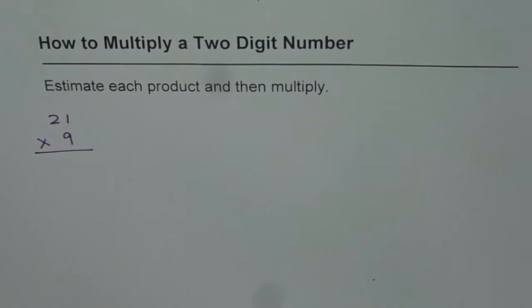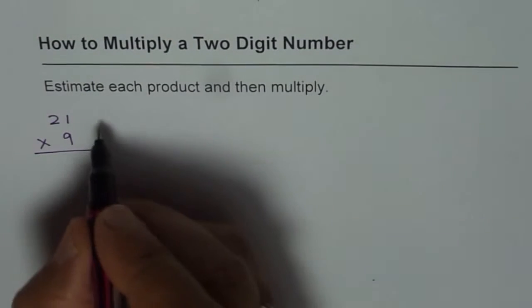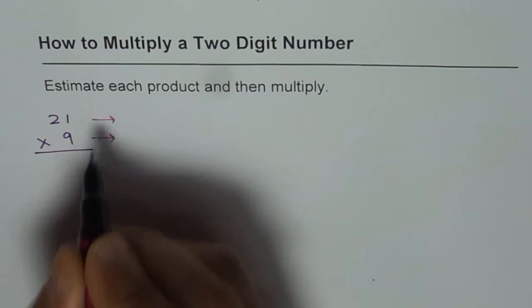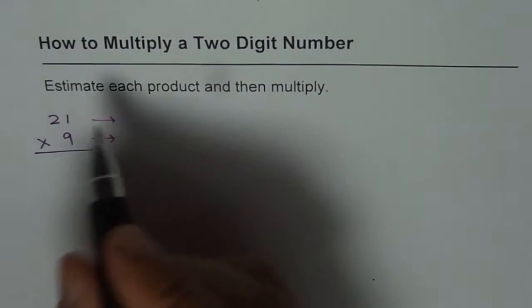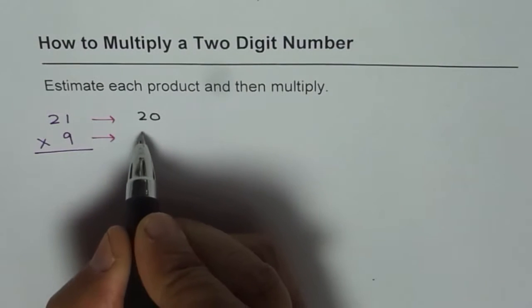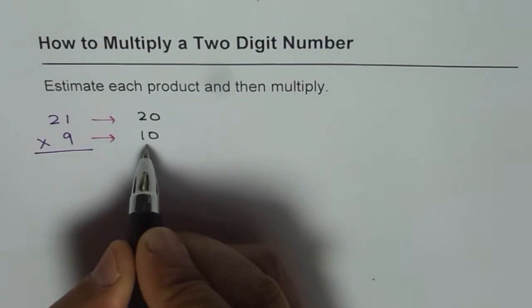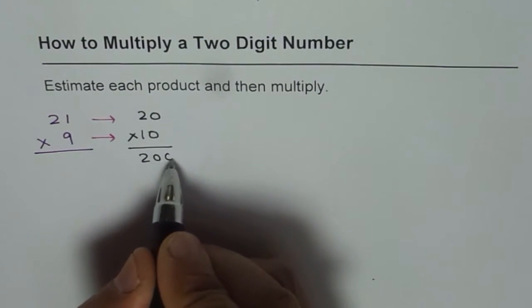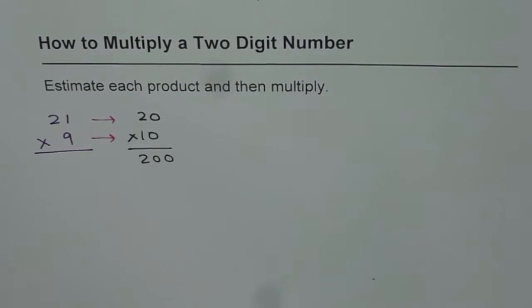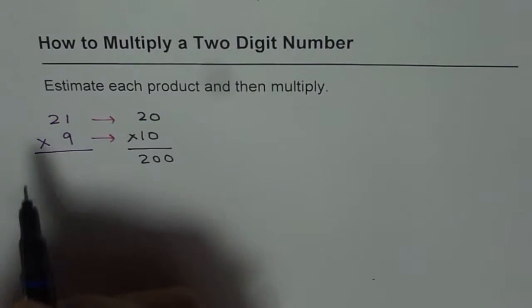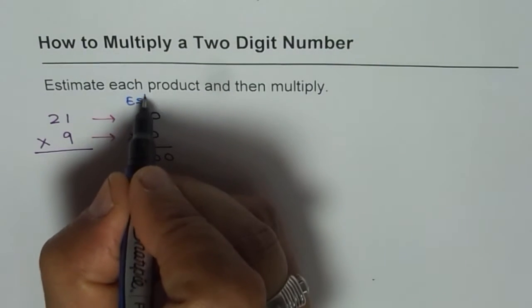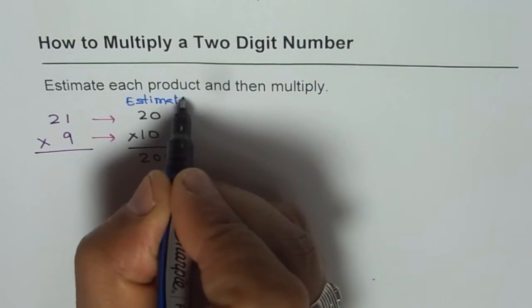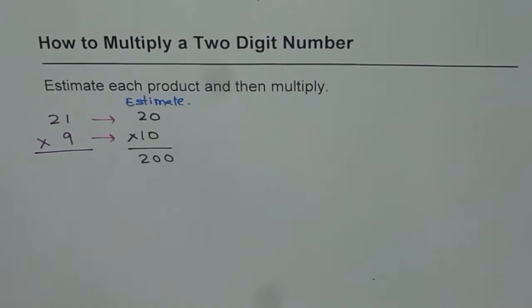Now to do so, we can round these numbers, right? So we can round 21 to 20 and 9 to 10. And when we multiply 20 times 10, we get 200. So that is the estimate. When we say estimate, we have to round the numbers. So to estimate, round the numbers. Rounding to tens and then multiplying is much better and simpler.